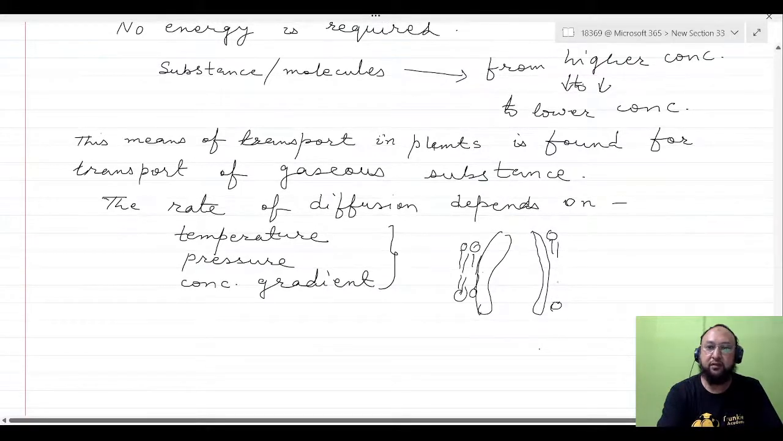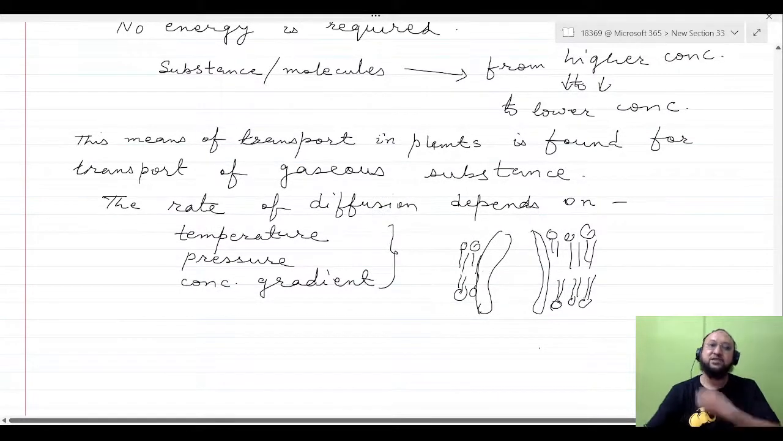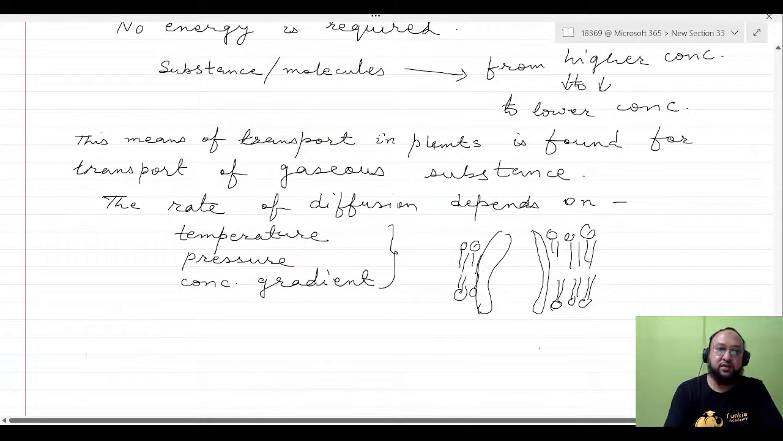Are you getting my point? These are the plasma membrane layer, and in the plasma membrane layer there is some protein called channels. There are three types of channel: uniport, then symport, and antiport.